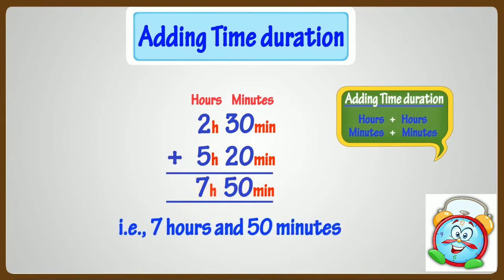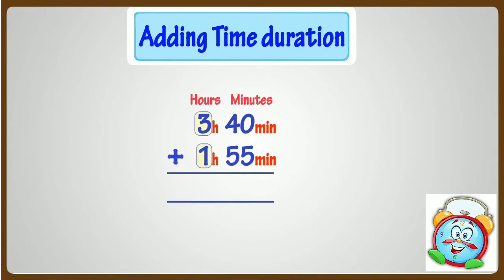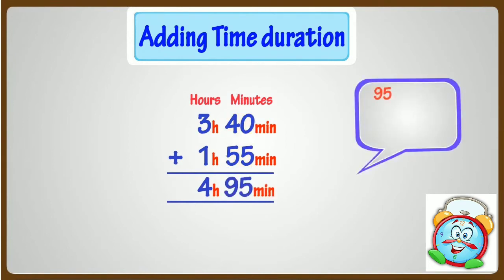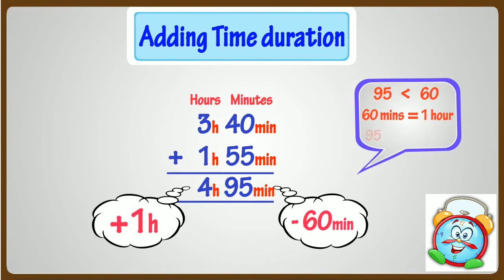Let's take another example. We have to add 3 hours 40 minutes to 1 hour 55 minutes. Adding hours, we get 3 plus 1 equals 4 hours and adding minutes we get 40 plus 55 equals 95 minutes. Here the minutes are more than 60 and we know that 60 minutes make an hour. So subtract 60 from minutes and add 1 to hours.